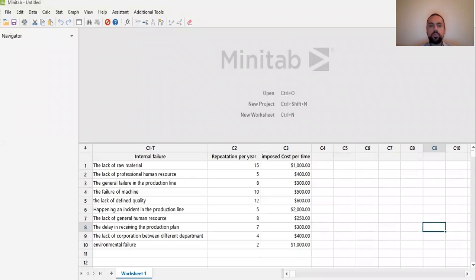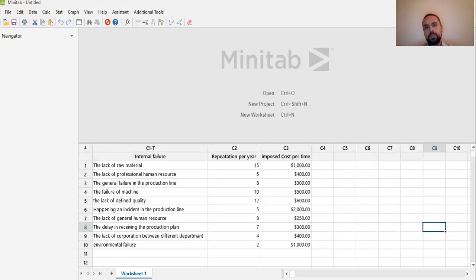So first I need to mention that I just made this information. They are not real. Just for this example, I made this information by myself and I created the number of repetitions per year and its cost. So as you can see, the main page of Minitab looks like Excel. We need to enter information. Here we have three types of information.